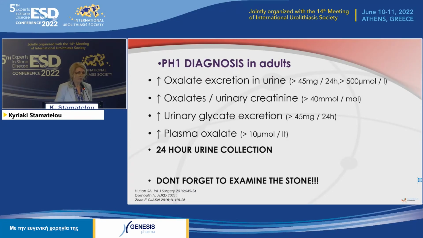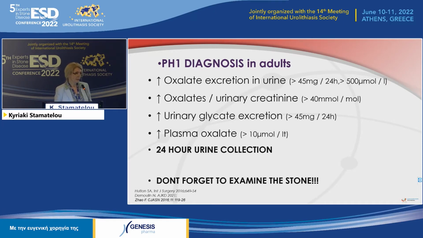What shall we look for in order to make the diagnosis in the adult population? We shall definitely look for a high oxalate in the urine. We shall look for a high ratio of oxalate versus urinary creatinine. We shall look for high plasma oxalate wherever and whenever we can measure it. And to do that, of course, we need a 24-hour urine collection. So if we suspect a patient might have primary hyperoxaluria, we need to perform a 24-hour urine collection.